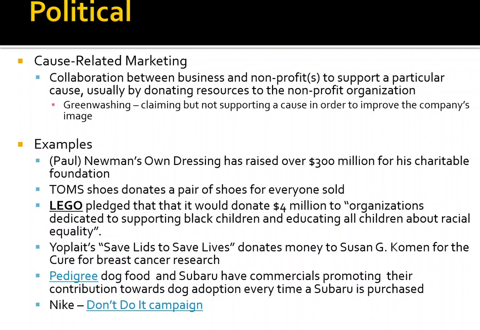A term you might hear is greenwashing. It came initially with the environment: you go out and say, oh, we're doing all this great stuff, but it's not true at all. You're pulling a George Santos. So don't get caught doing that, because then you'll get vilified on the internet. And those are just some examples of cause-related marketing that you can read about.